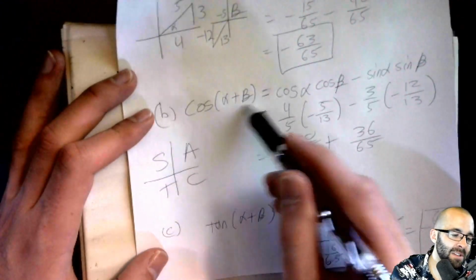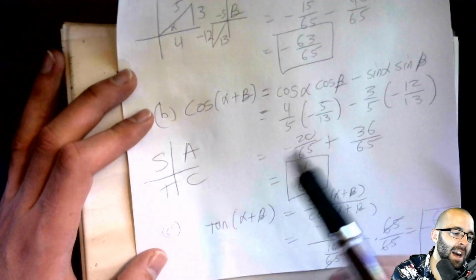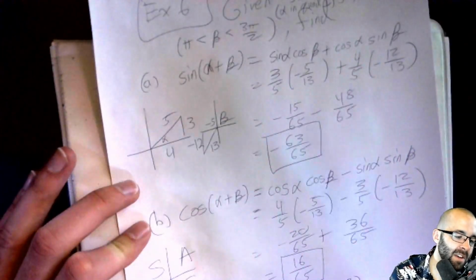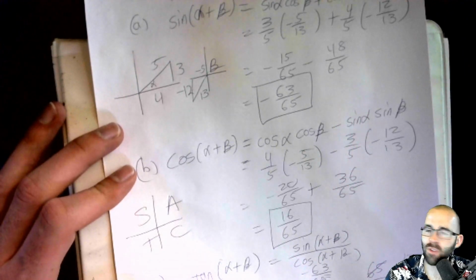So we know that alpha plus beta is in the fourth quadrant. Alpha is in the first quadrant, beta is in the third quadrant, and their sum here is going to be in the fourth quadrant. And we can know that by looking at these trig function values.